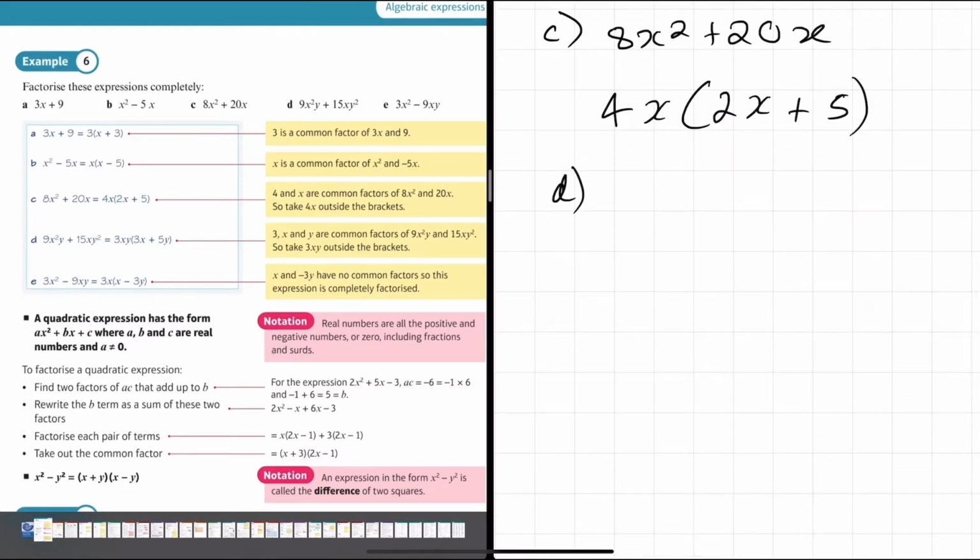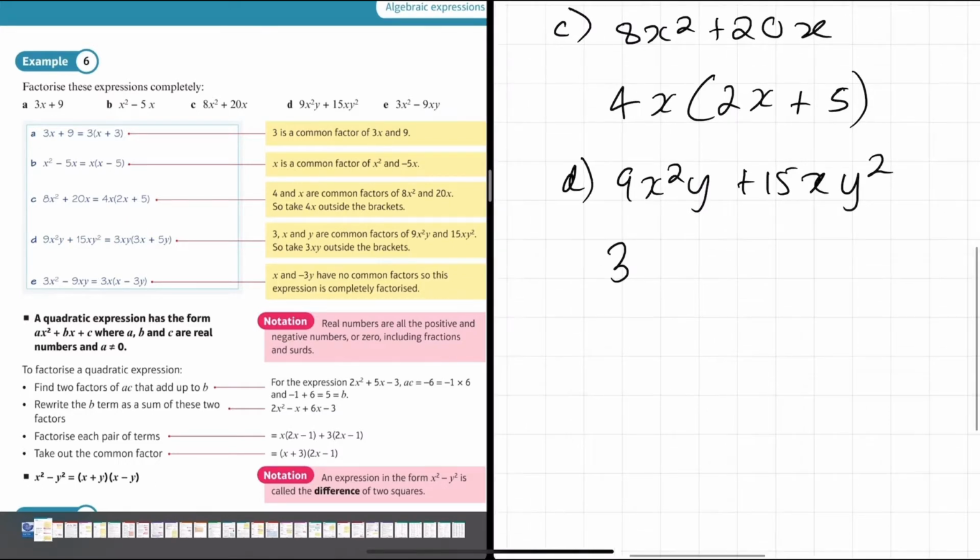D. 9x squared y plus 15xy squared. Well, the highest common factor between 9 and 15 is 3. The highest common factor between x squared and x is x. The highest common factor between y and y squared is y. Now, to get from 3xy to 9x squared y, we need to multiply by 3. And we can see there's x to the power of 2 there, and we've only got 1x, so we need one more. And to get from 3xy to 15xy squared, we need to multiply it by 5. And we want y squared, but we've only got y, so inside the bracket we have another one.